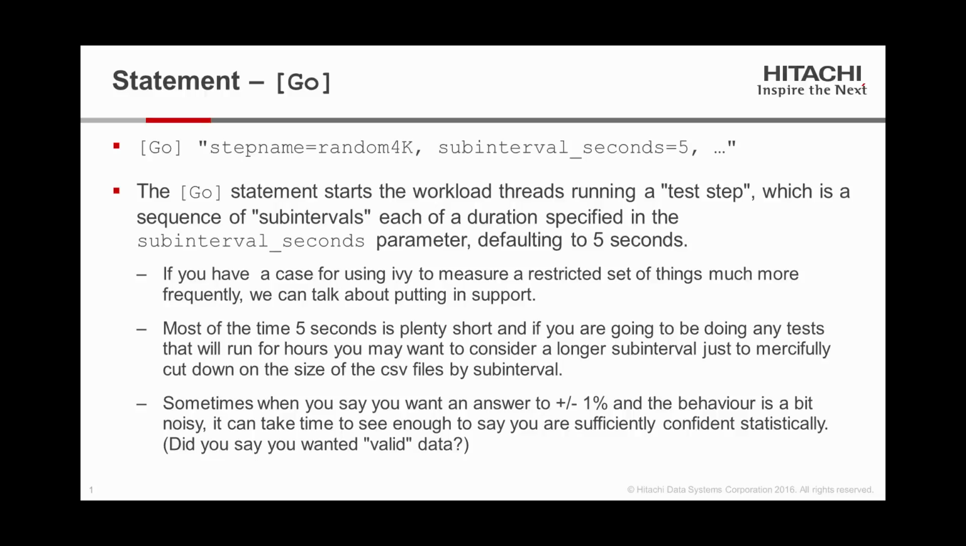And it doesn't really matter if you do those number of IOs in a bunch of short subintervals or a couple of long subintervals. So what I would say is you probably wouldn't want to make it shorter than 5 seconds. And actually, if you're doing tests that run for long periods of time, you might want to run with much longer subintervals just to make the CSV file smaller.